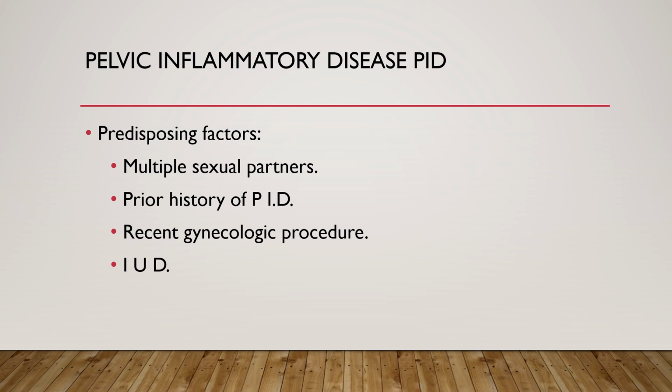Now PID itself has some predisposing factors. Multiple sexual partners means risk. It refers to the risk of infection. And then a prior history of PID is another thing that you may run up on, that they've had PID in the past. Sometimes when they have gynecologic procedures, it actually causes trauma and introduces infection. And then also the presence of an intrauterine device, or IUD, increases the risk of PID.